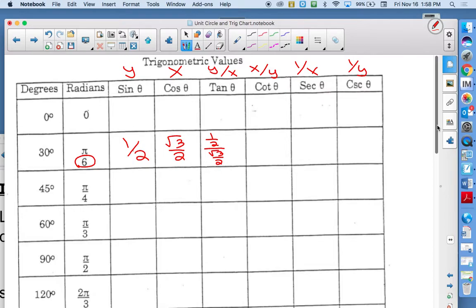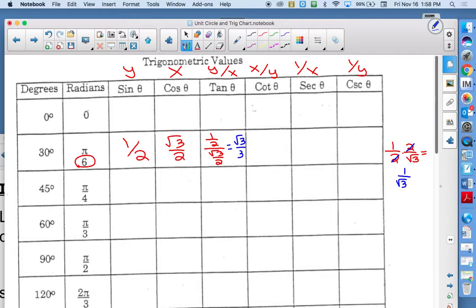So if you have 1/2 divided by the square root of 3 over 2, that really means we're multiplying by 2 over the square root of 3. Which leaves us with 1 over the square root of 3. Does anybody know what that is rationalized? Chelsea? The square root of 3 over 3. So the tangent for 30 degrees is the square root of 3 over 3.